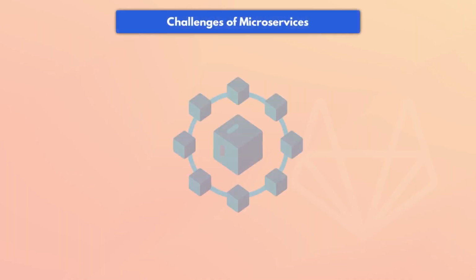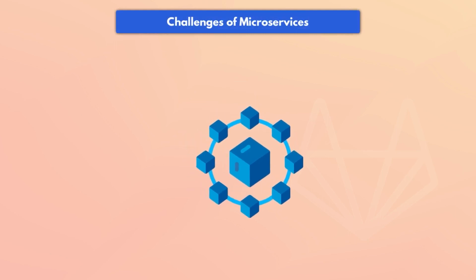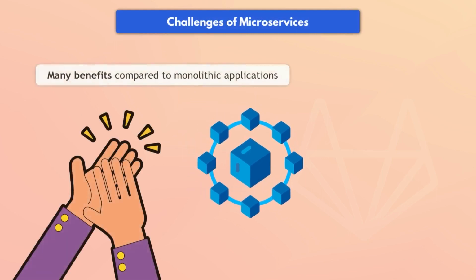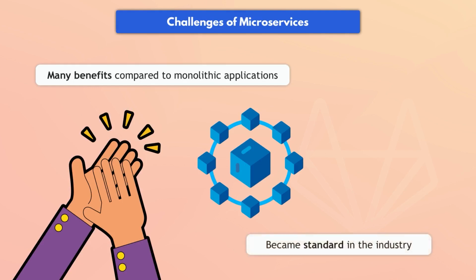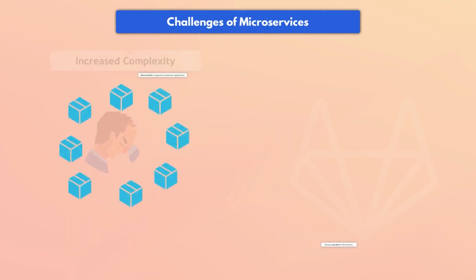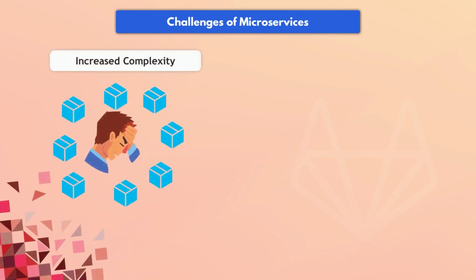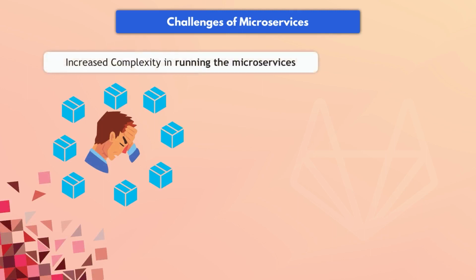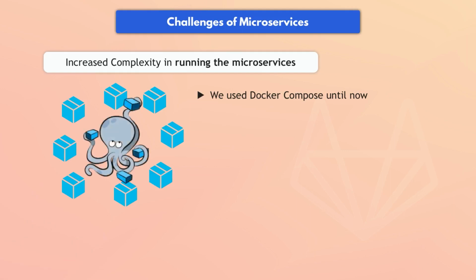In the previous chapter, we learned about microservices, and I mentioned that microservices architecture has multiple benefits compared to monolith applications, and it has pretty much become the standard today. But we also said that these benefits come with a huge complexity, and one of those complexities or challenges is running the microservices. We just saw deploying the microservices application with Docker Compose example.